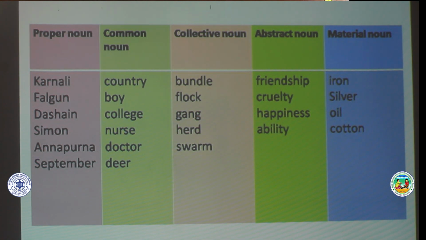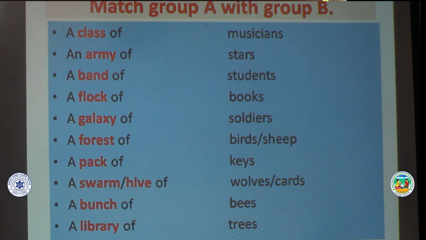And as I said earlier, a proper noun always begins with a capital. Now once again, let's have a look towards the question. If you see in the questions, the words which are written in capital are all listed as proper nouns. Very, very easy way to find out proper nouns. Now, see the common nouns. Country, boy, college, nurse, doctor, deer. These are common nouns.